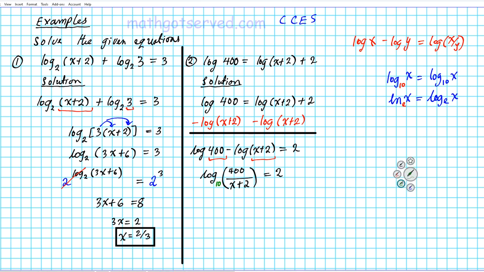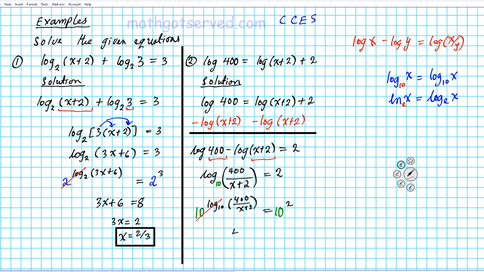Well, we're going to eliminate. The eliminate move involves exponentiation. So we're going to put a big 10 on both sides. Exponentiate both sides. On the left side, we're going to have a little log base 10 of 400 over x plus 2. And then on the right side, a little 2. On the left side, the logs and the exponents are inverse functions, so they cancel each other out.